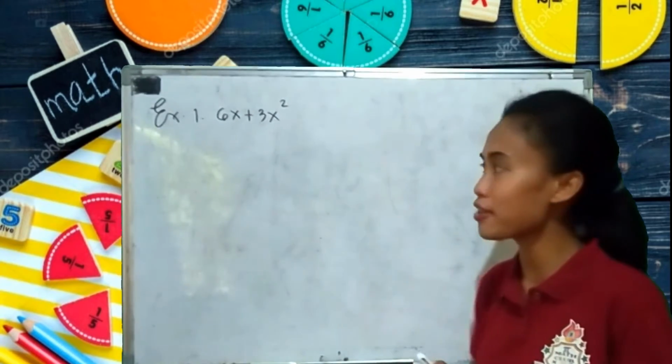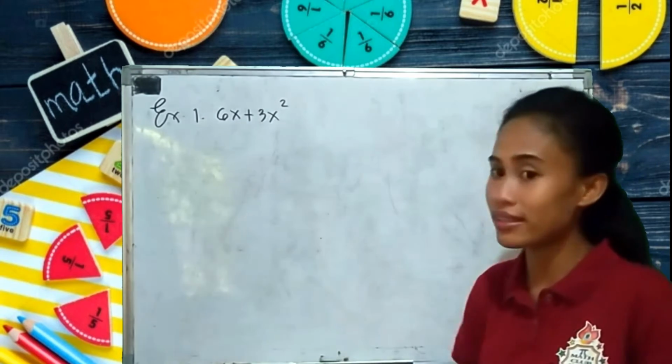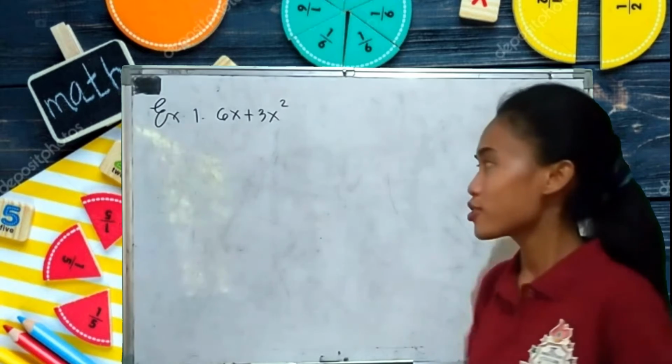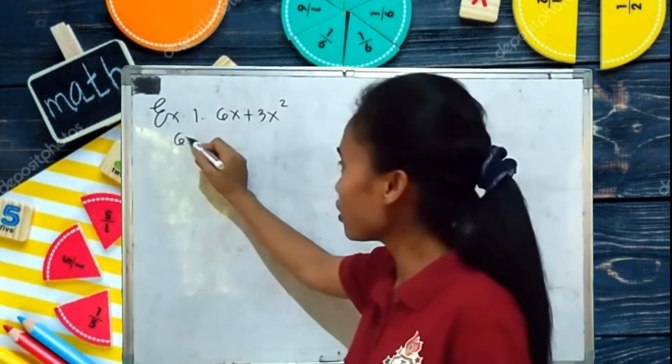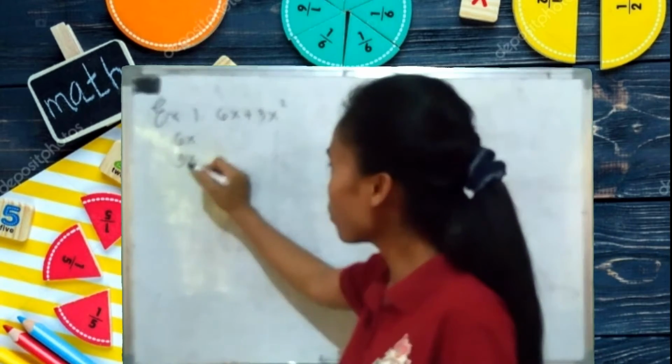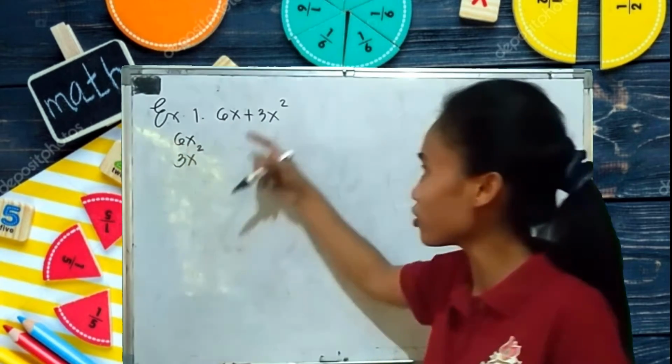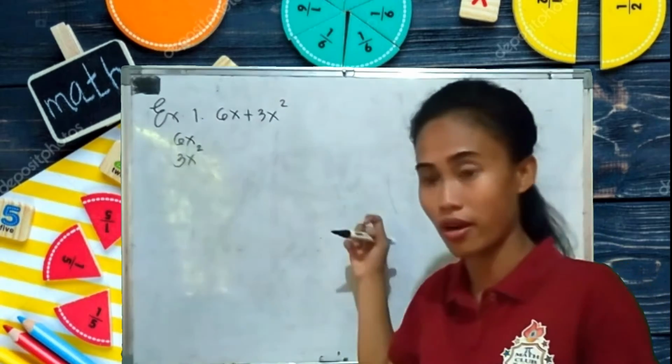So how do we do that? First off, we need to identify the greatest common monomial factor. So how do we do that? So we need to factorize your terms. Your first term is 6x and your second term is 3x squared.